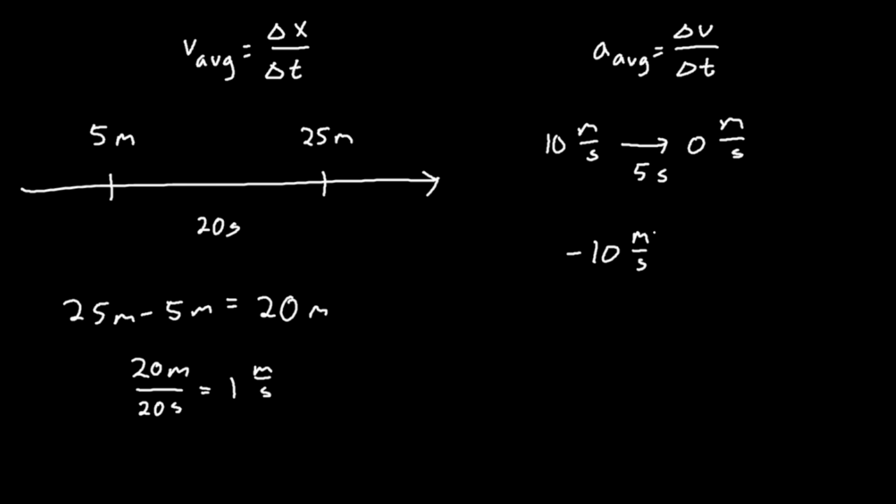But your average acceleration is negative 10 meters per second over 5 seconds. 5 seconds is the change in time.